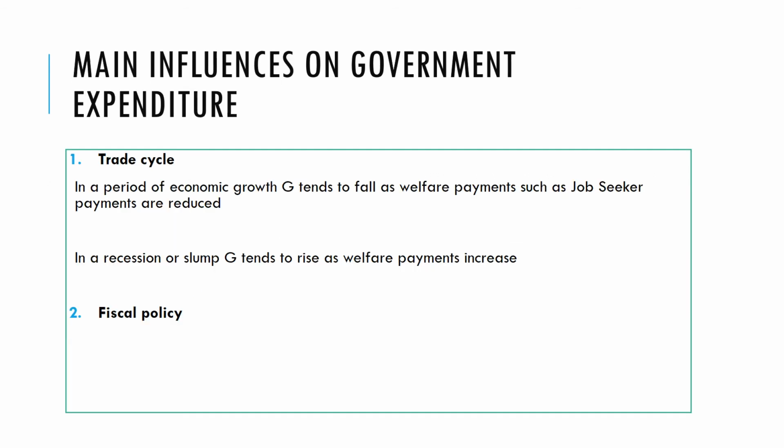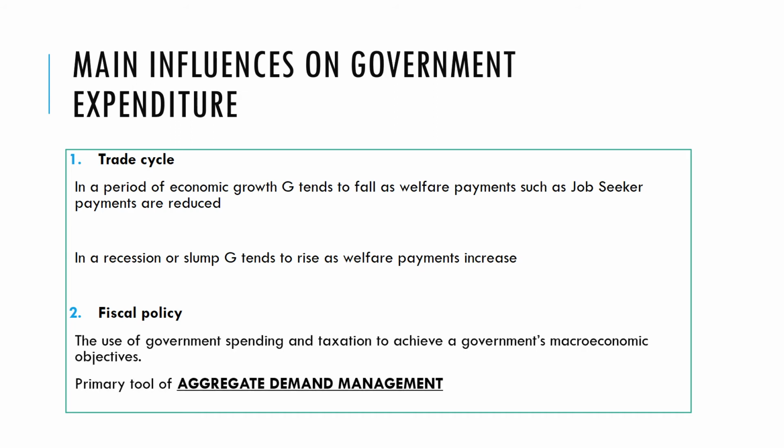The second influence on government expenditure is fiscal policy. Fiscal policy is the use of government spending and taxation to achieve a government's macroeconomic objectives. So the government will have certain objectives they want to achieve within the economy, and when they change government spending patterns or change rates of tax to achieve those, we would say they are using their fiscal policy. Fiscal relates to government spending and taxation. And so this is a tool of aggregate demand management that the government can use.